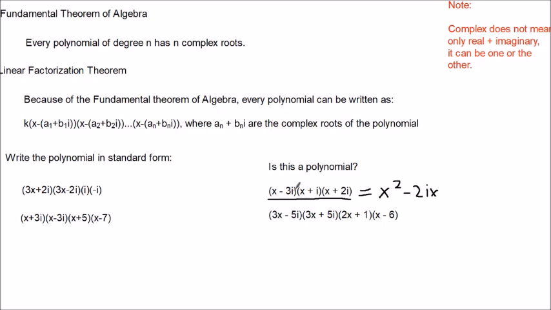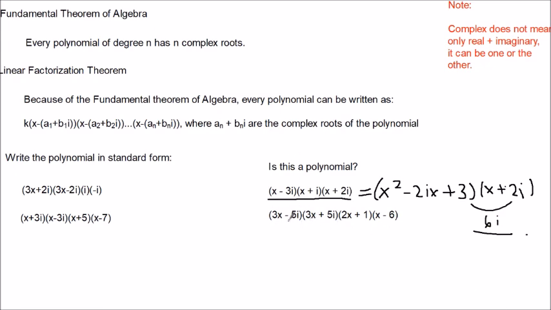And then minus 3i times i is minus 3i squared, so this will be plus 3. And right away, you can notice that this will not work because 3 times 2i is 6i, and that's an imaginary constant. So this won't work, right? This is not a polynomial.